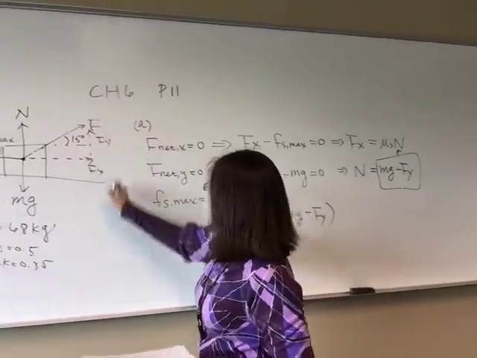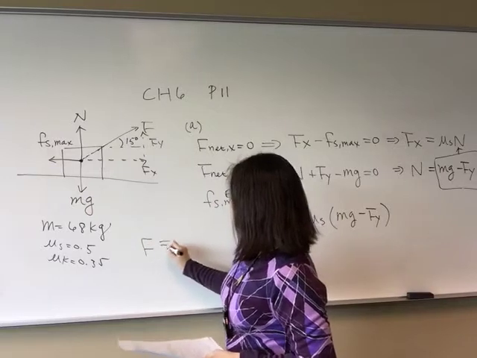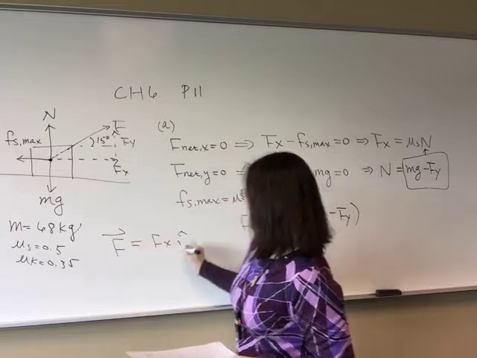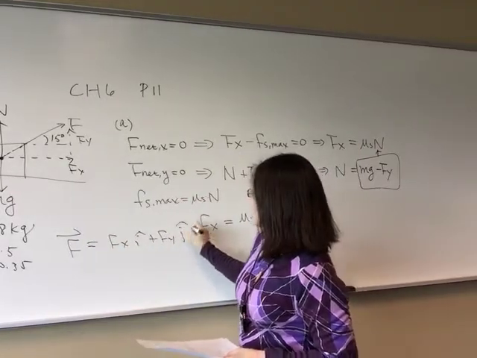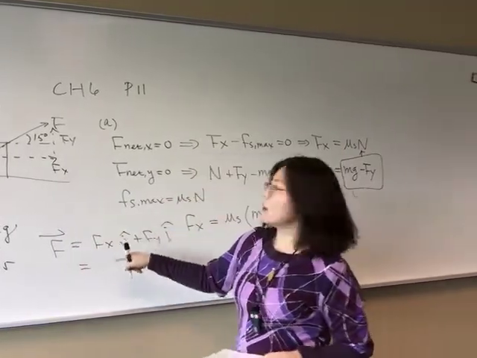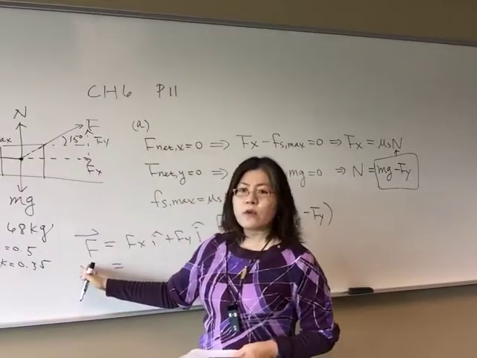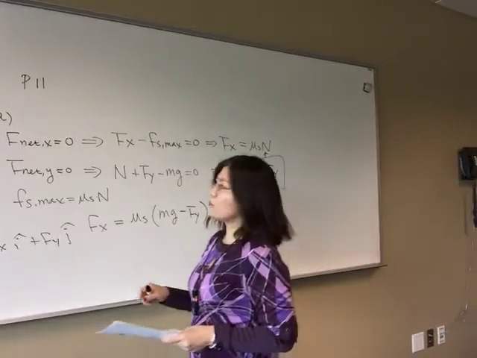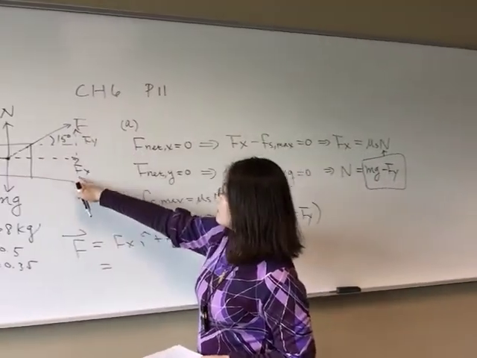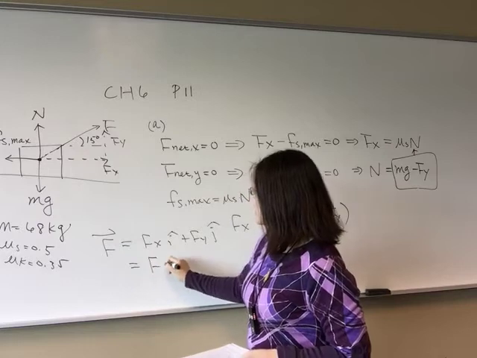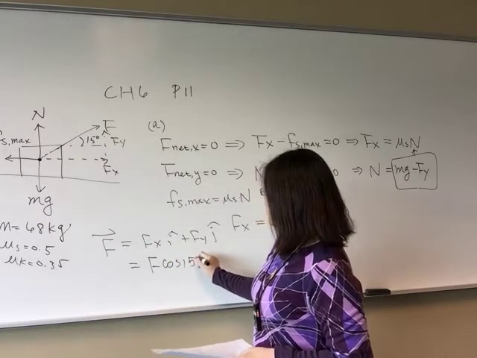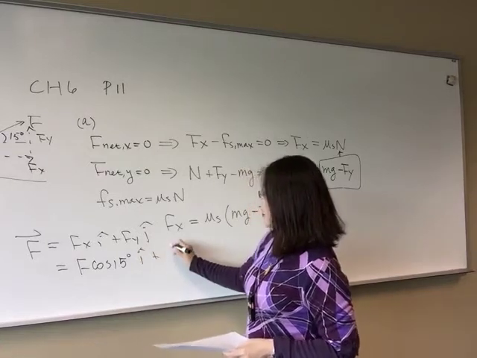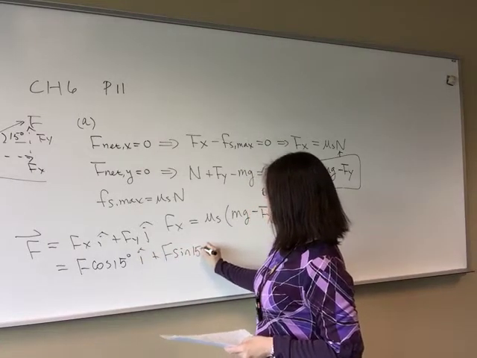Your Fx, so your F here is equal to Fx i hat vector plus Fy j hat. So we're going to express our x and y components in terms of the magnitude of F, because this will have a common factor, that is the force magnitude F. So you have the x component is F times cosine 15 degrees, because it's adjacent to the angle, i hat. And your y component will have F times sine of 15 degrees, j hat.